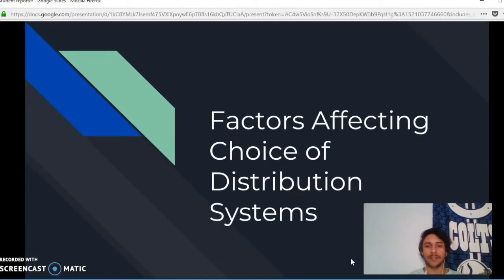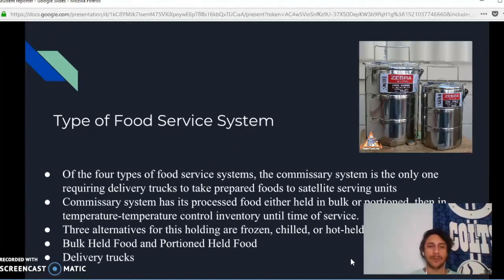The factors affecting your choice of distribution systems. Type of food service system. The type of food service system that is in place determines its own needs for delivery and service because each one requires different kinds of equipment. Of the four types of food service systems, the commissary system is the only one requiring delivery trucks to take prepared foods to satellite serving units.